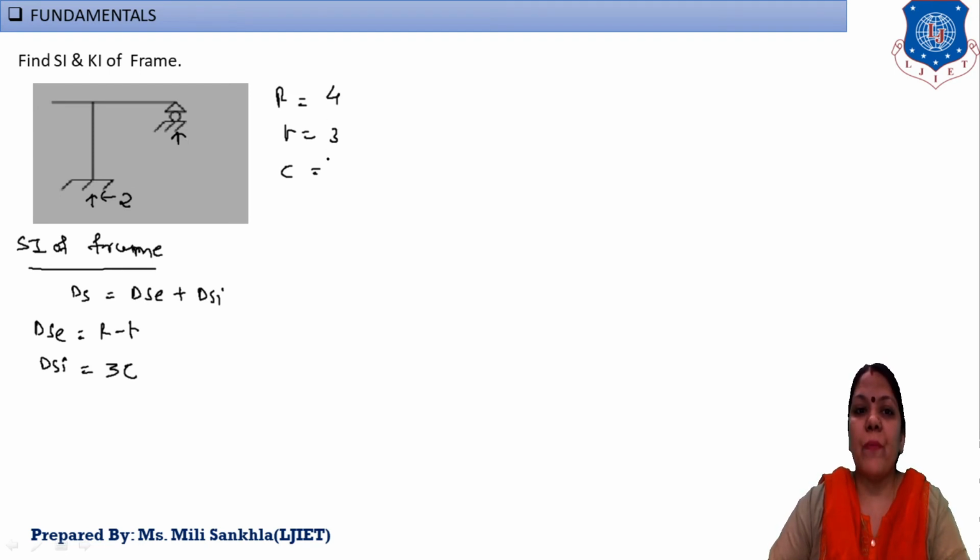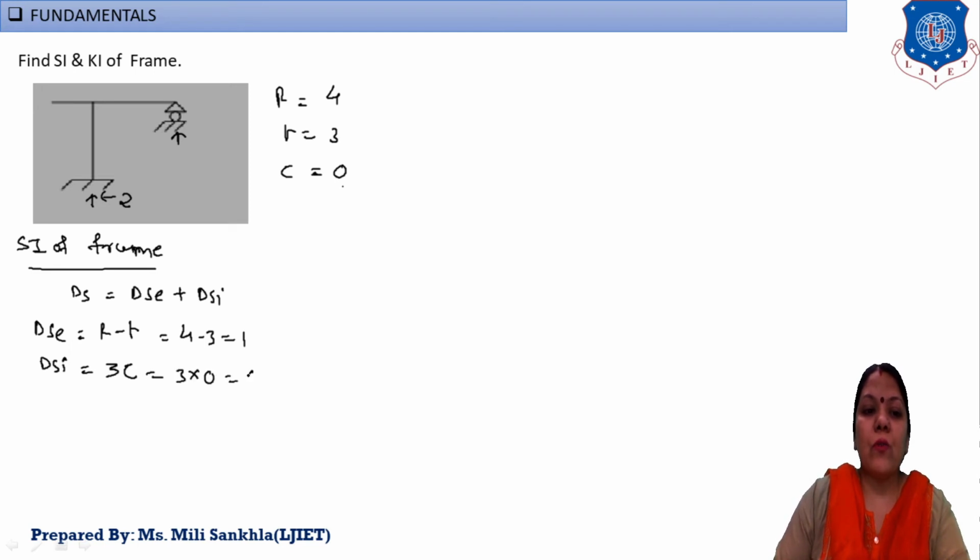Small r is equal to 3, and C is the number of areas enclosed by members of the frame. Here no area is enclosed by members of the frame, so C is equal to 0. Okay, C means area enclosed by members of frame, but look at this, the whole frame is an open frame. So C is equal to 0. Now one by one put the values here. 4 minus 3 is equal to 1, and 3 into C is equal to 0. Now total DS is equal to DSE 1 and DSI is 0, that means 1.